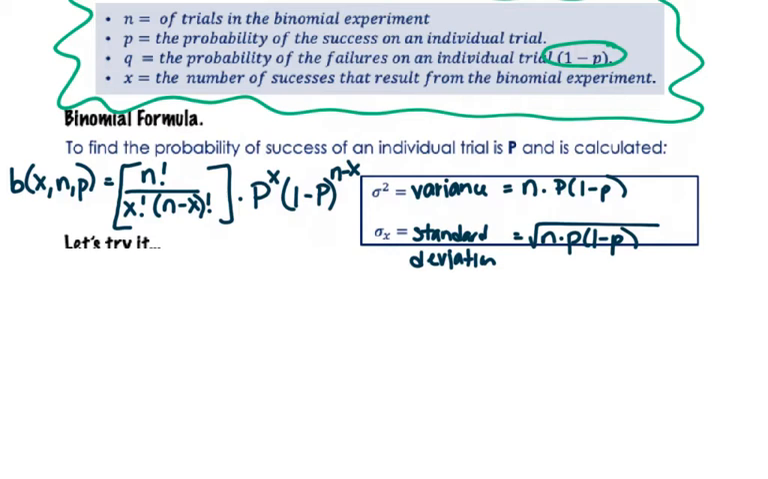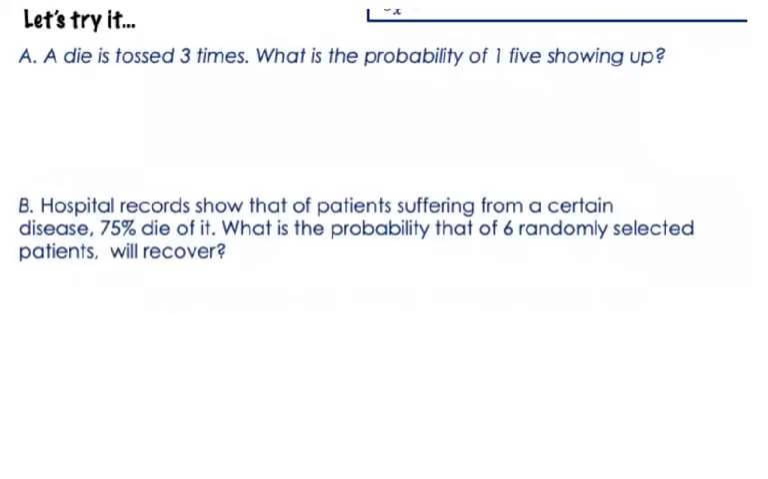Alright, so now we're going to try it. So big scary formula, I know, but we're going to try it. A die is tossed 3 times. What is the probability of 1, 5 showing up? So n is your number of trials. It's tossed 3 times, so n is going to be 3.